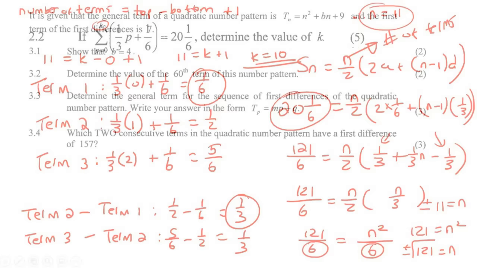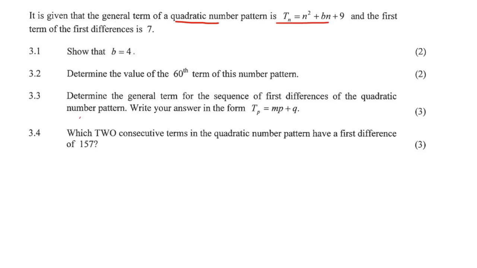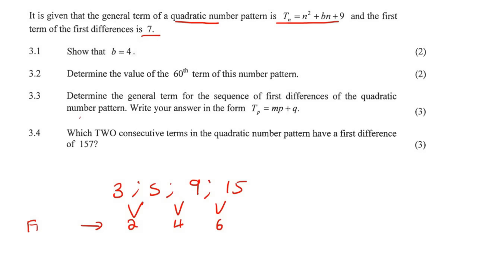It is given that the general term of a quadratic number pattern is that, and the first term of the first differences is 7. What is the first term of the first differences? Well, let's say we have a number pattern that goes 3, 5, 9, 15. So the first differences would be 2, 4, and 6. Those are called first differences. Then if we had to go down again, 2 and 2, those are called your second differences.